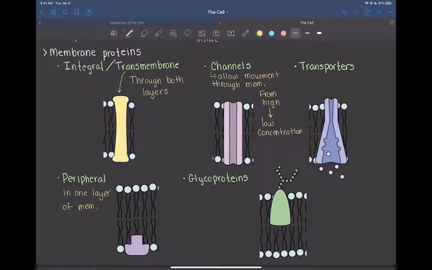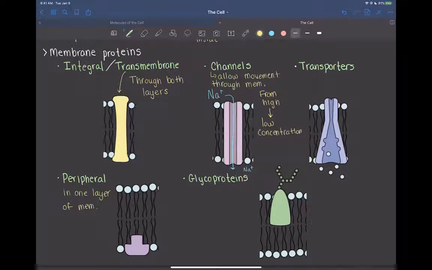One good example of this would be sodium. We said there's a lot of sodium outside the cell, so we'll put a big sodium there. We'll put a teeny tiny little sodium here because there's not a lot on the inside of the cell. And so if this were a sodium channel, it would allow sodium to move from where there's a lot on the outside, across the membrane, to where there's a little on the inside. So that's channels. They allow movement from high to low concentration.